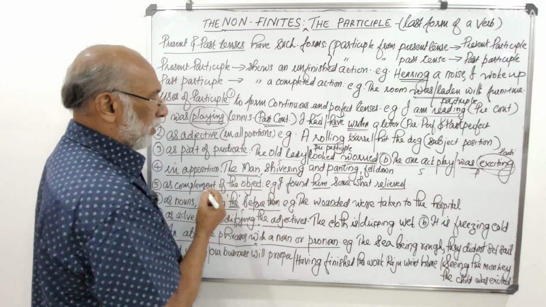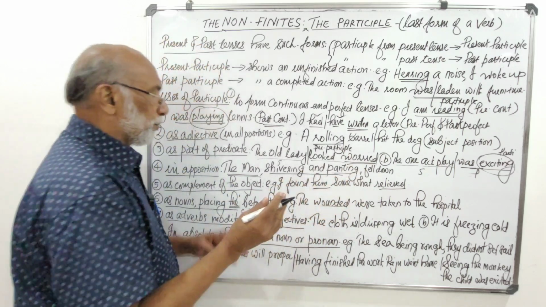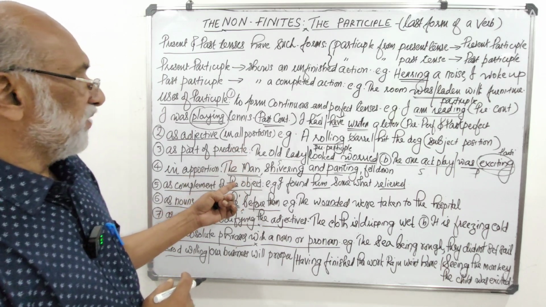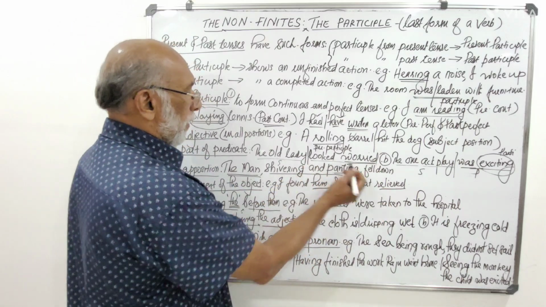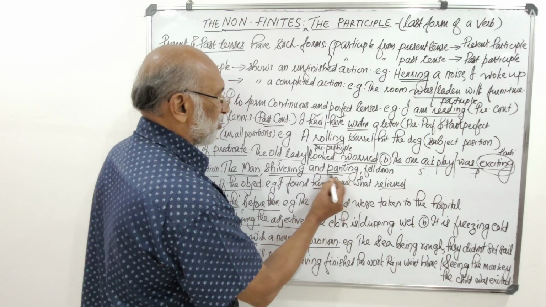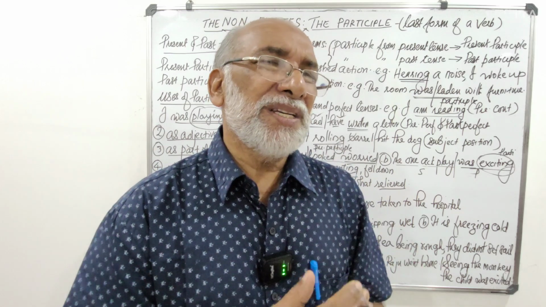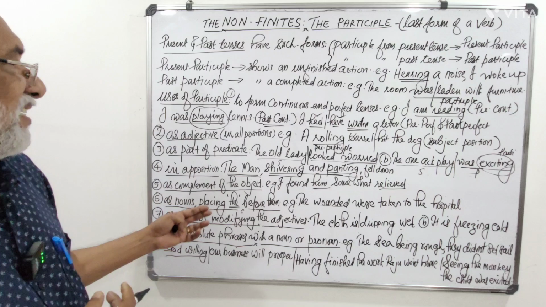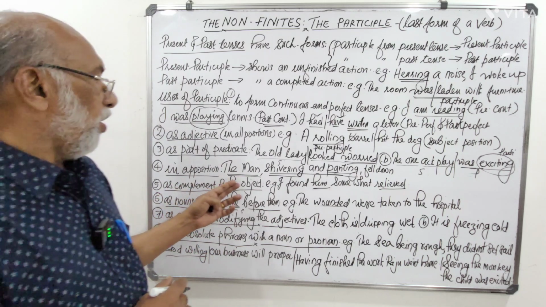The man is the noun here, and shivering and panting, that expression is in apposition to the noun man, which forms the subject of the sentence. Two participles are here. One is shivering and the other one is panting. I hope you know the meaning of the word panting. That means exhausted, taking deep breaths after a long run. Then fifth one, as complement of the object.